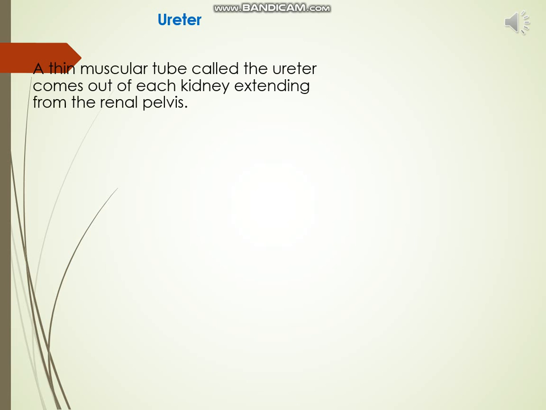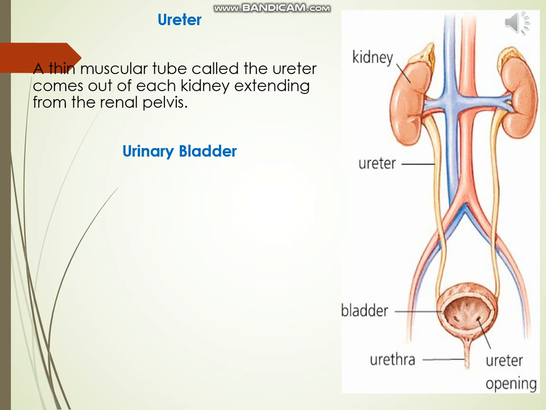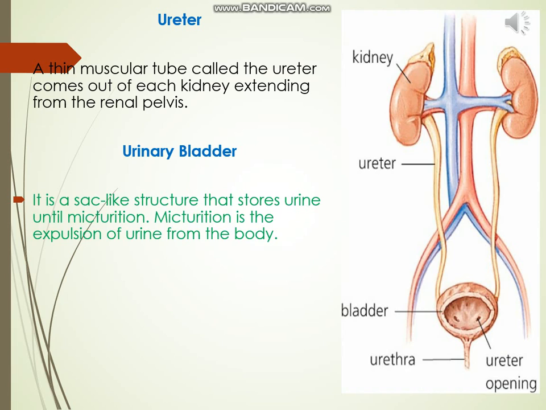Another important component of the human excretory system is the ureter. A thin muscular tube called the ureter comes out of each kidney, extending from the renal pelvis. It carries urine from the kidney to the urinary bladder. After that, next one is the urinary bladder. It is a sac-like structure that stores urine until micturition. Micturition is the expulsion of urine from the body. The urine is carried to the bladder through the ureter.